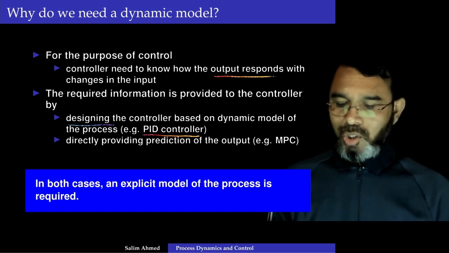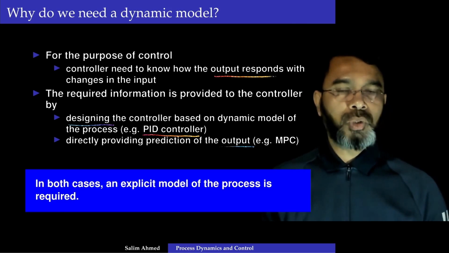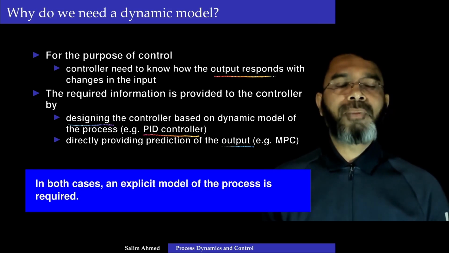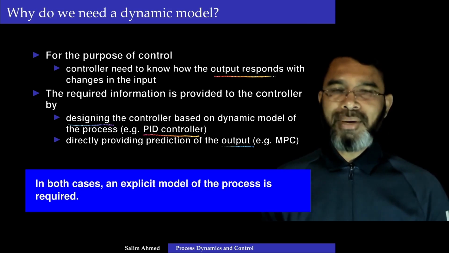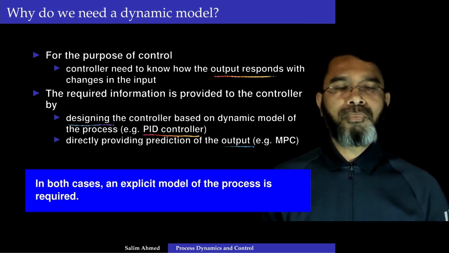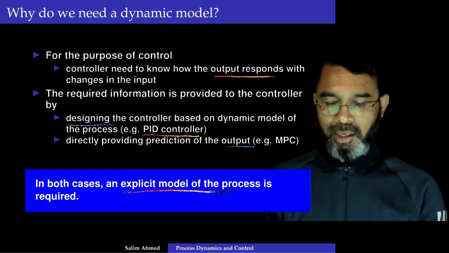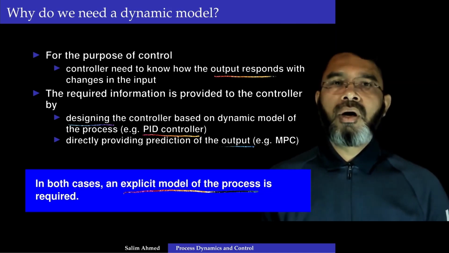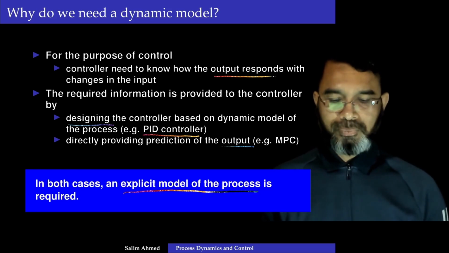In some cases, the model can directly provide the prediction of the output to the controller. That's the case of model predictive control. Predictive control uses the prediction from the model for the purpose of control. Now, in both cases, whether you design the controller using the model parameters or you use the prediction for the purpose of control, we need an explicit model of the process. So those are the two main uses of dynamic models of processes in the context of process control.